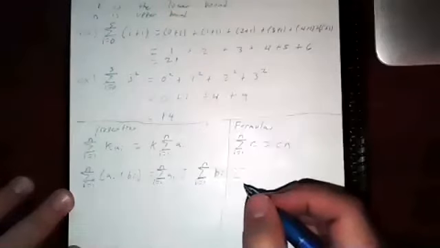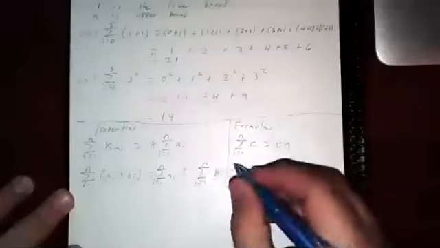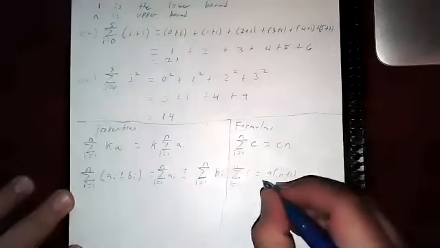Now, if you have the sum from i equals 1 all the way to n of just i, the formula will be n times (n plus 1) over 2.